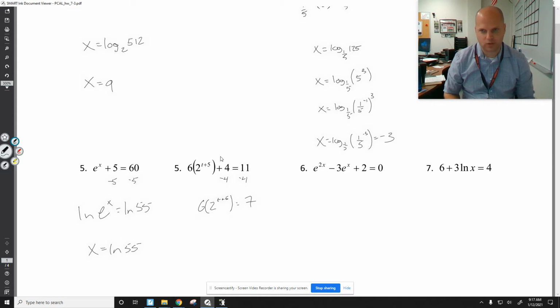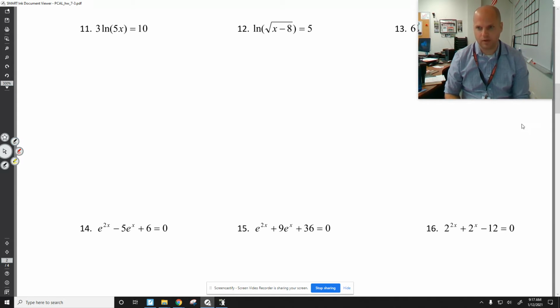Now, probably the first thing you might have thought to do was to try to simplify this. Whenever you see parentheses and a number outside of parentheses, everybody always thinks, oh, you've got to distribute. You can't. This is not 12 to the t plus 5.